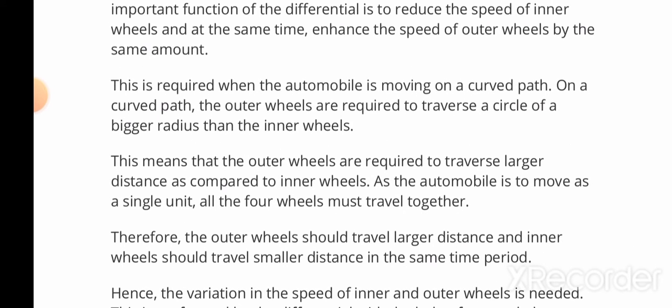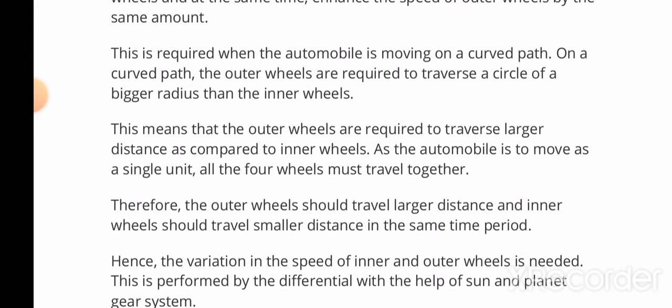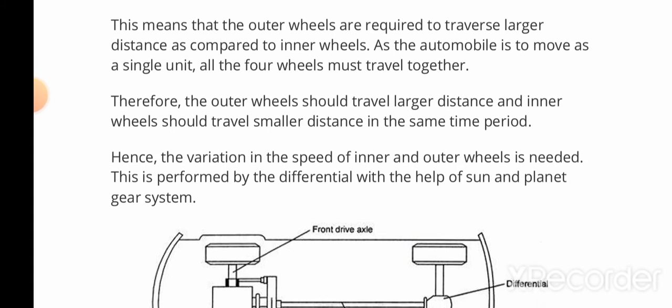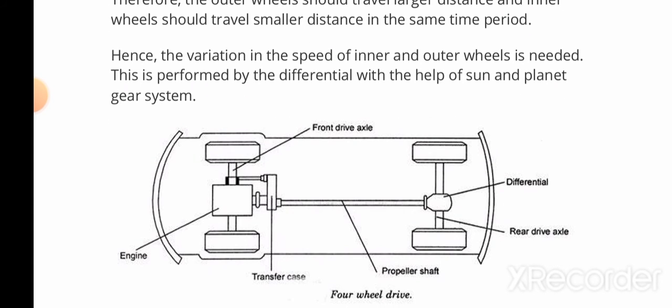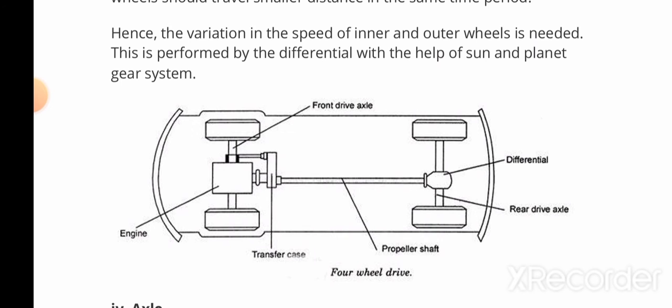This is required when the automobile is moving on a curved path. On a curved path, the outer wheels are required to traverse a circle of a bigger radius than the inner wheels. Hence the variation in the speed of the inner and outer wheels is needed. This is performed by the differential with the help of the sun and planet gear system.